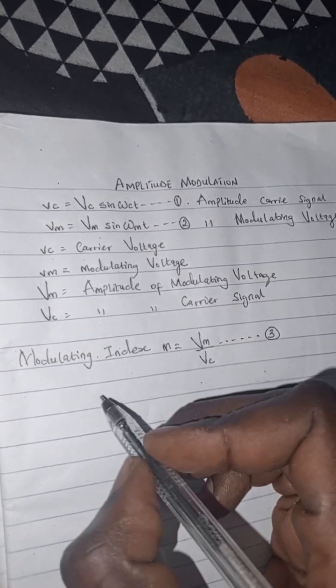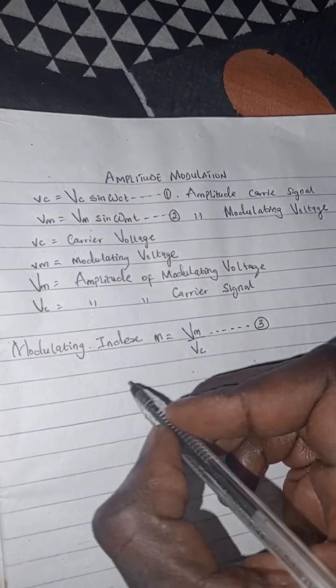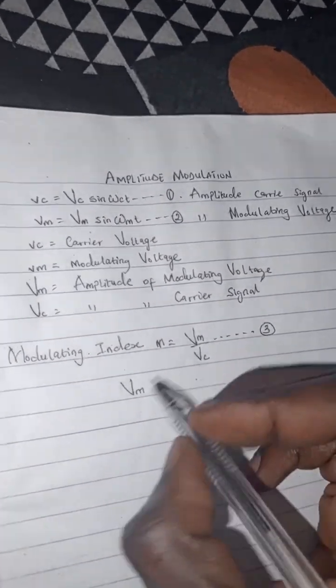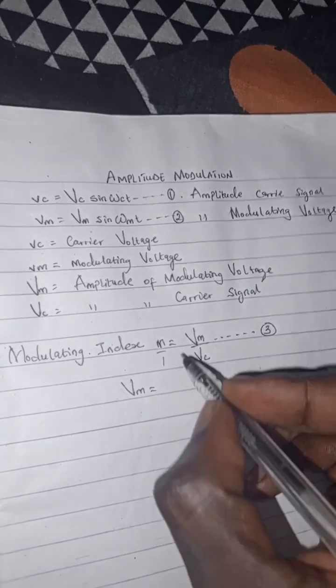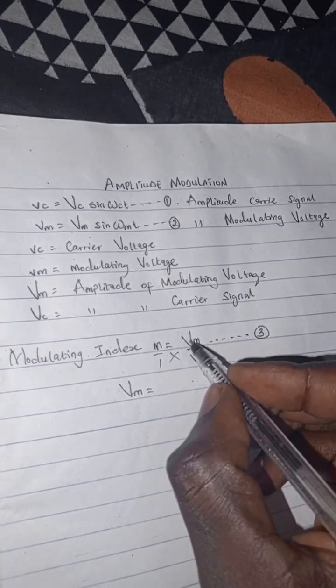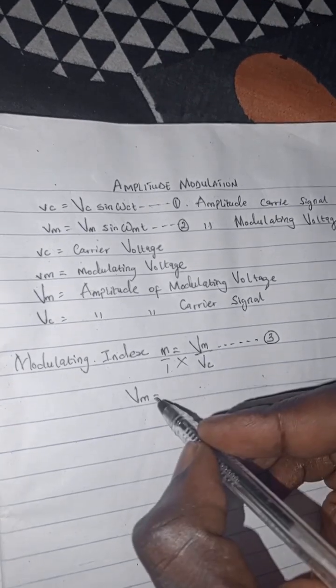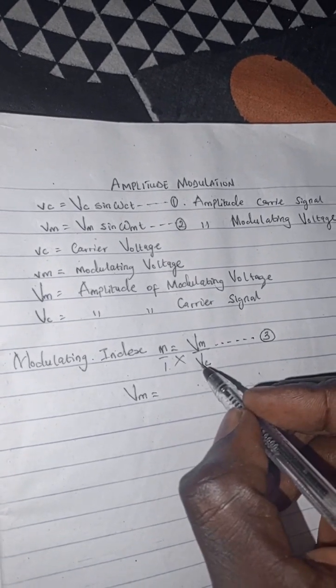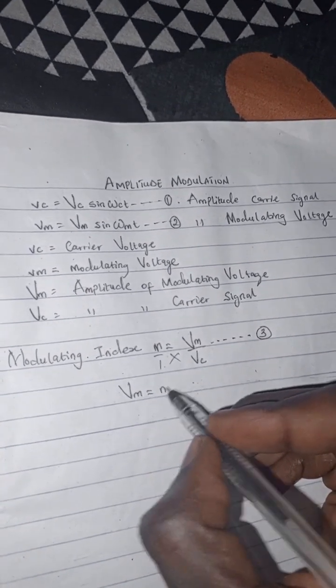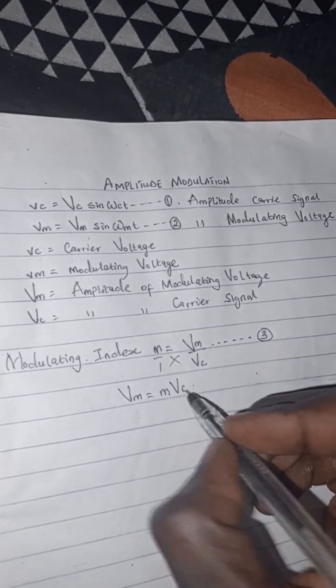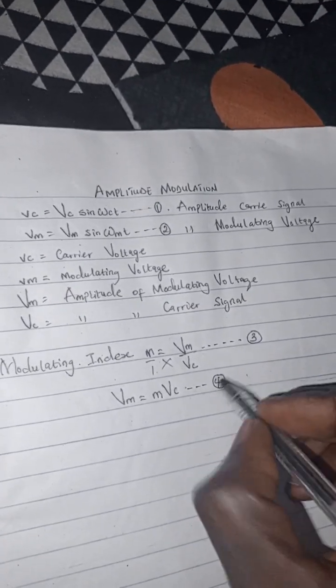So after defining our modulating index, we can make big Vm the subject of formula because we are going to be making use of it in the later times. Big Vm is equal to what? Divide both sides by 1, cross multiply. Vm times 1 is Vm equal to Vc times m is mVc. Let's tag this our equation 4.